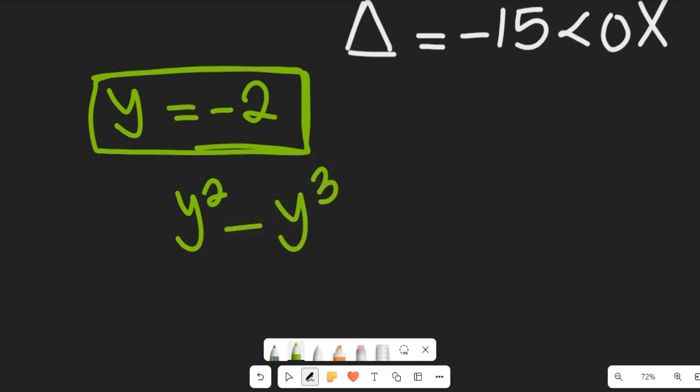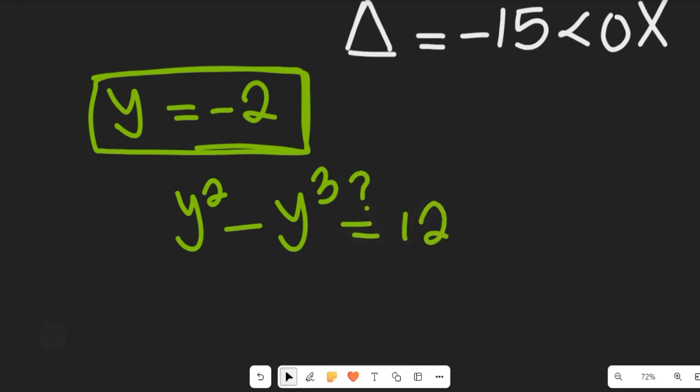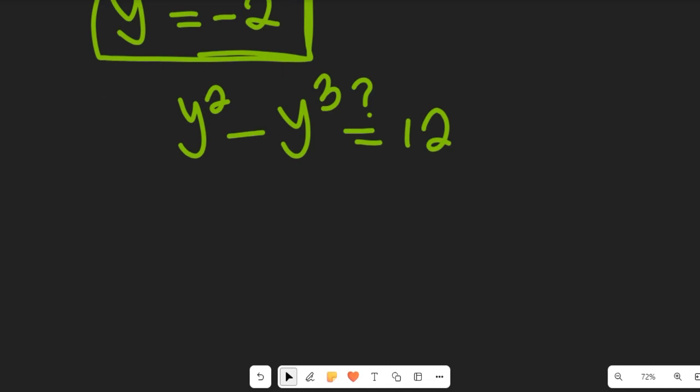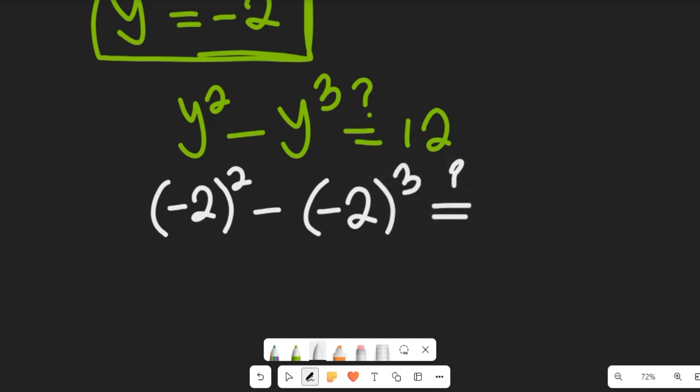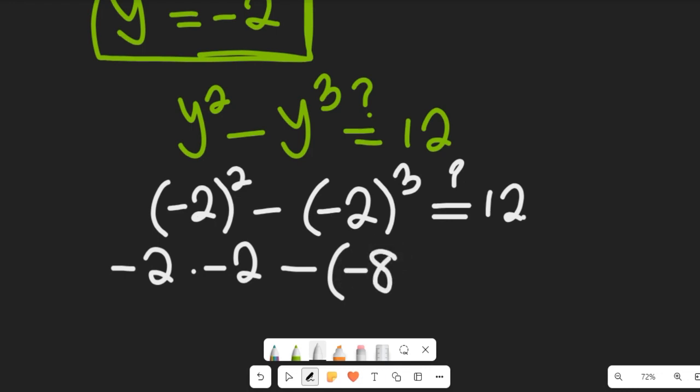From the initial expression, we are given y to the power of 2 minus y to the power of 3 to be equal to 12. So if I insert the value of y equal to negative 2, will it give me 12? Let's find out. This is going to give me negative 2 all squared minus negative 2 all to the power of 3. Now, will this give me 12? Negative 2 squared is going to give me minus 2 multiplied by minus 2, minus, this is going to give me minus 2 multiplied by minus 2 multiplied by minus 2, and that will be negative 8.